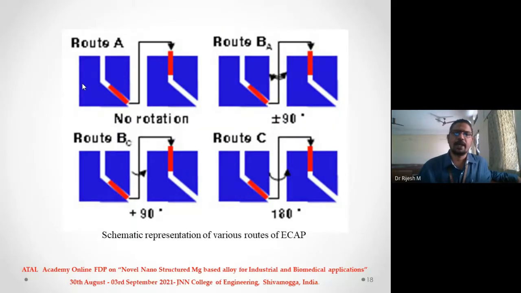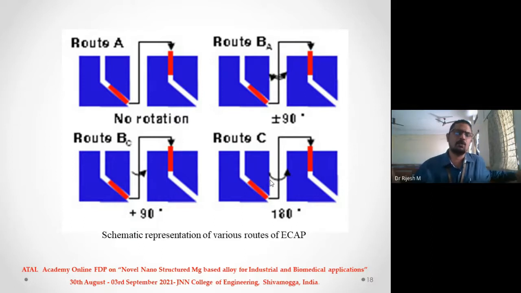Yes. Route A, you have no rotation at all. Route BA, 90 degree rotation plus in the first pass, minus in the second pass. It can be the other way also. Whereas in route BC, you are rotating plus 90 after each pass. Route C, you are going for 180 degree rotation after each pass.